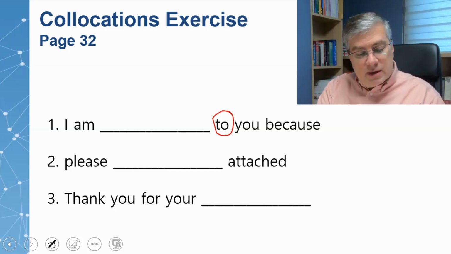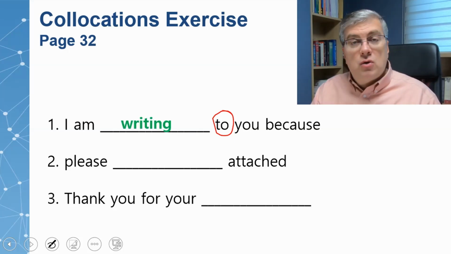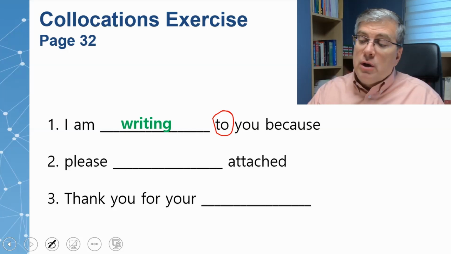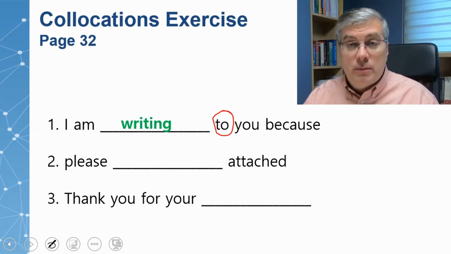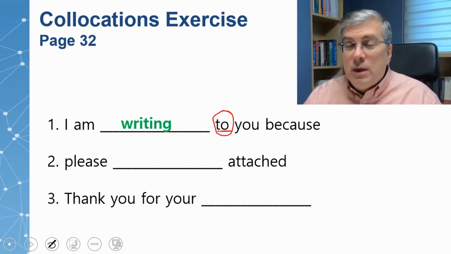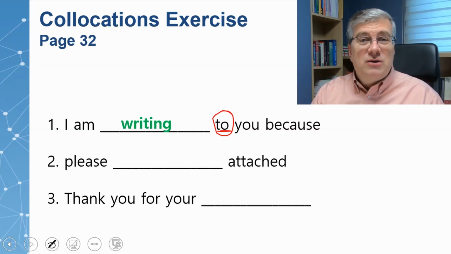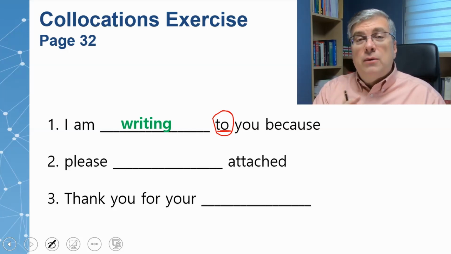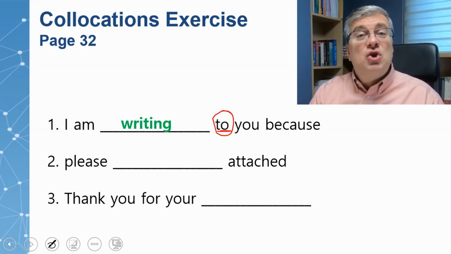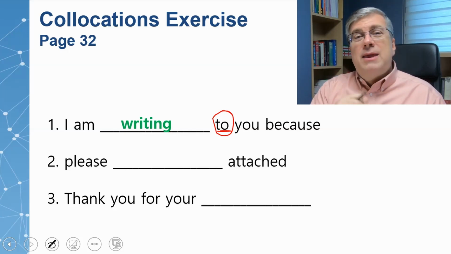Well, you probably see the word down there, writing. I am writing to you because. Now, of course, you could also say, I am contacting you because, but because we have the preposition to, you should not put contacting in the blank, because contact and to is not a collocation. We don't say, I am contacting to you. I covered this in the previous unit, Unit 2. That is incorrect.